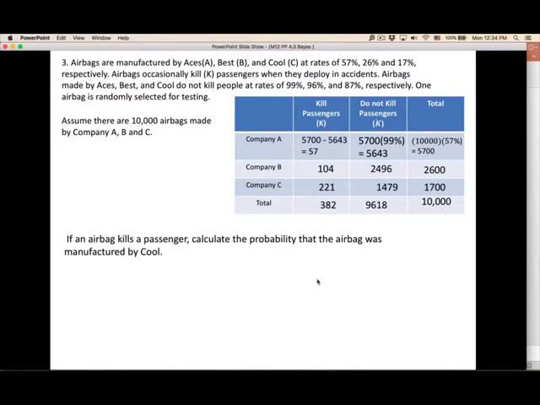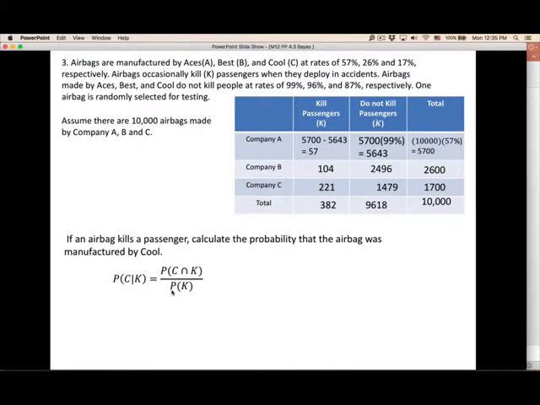Okay, after we have this table, we could answer the probability question here. If an airbag kills a passenger, calculate the probability that the airbag was manufactured by the cool company. Okay, so write it down. This is a conditional probability. The probability that the airbag was made by the cool company given that the airbag kills a passenger. Okay, so plug into the conditional probability formula.